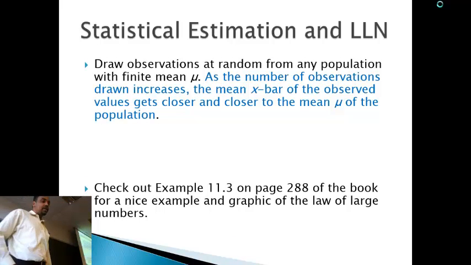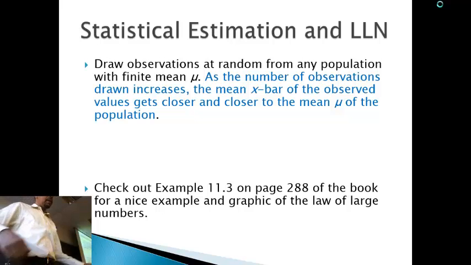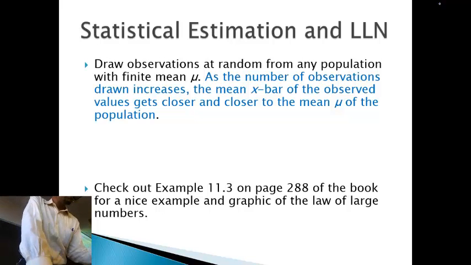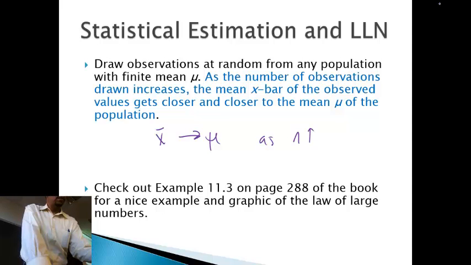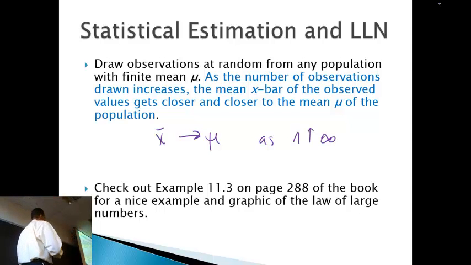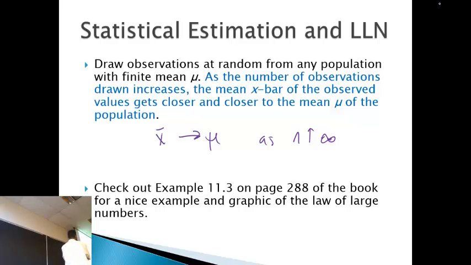All right, so let's see here. You draw observations at random. Yep. So X bar gets closer to mu as n goes to infinity. Oh, infinity. Careful, math stuff. Okay. So the more people you sample and the more observations included in your sample, the closer the sample mean should be to the population mean.